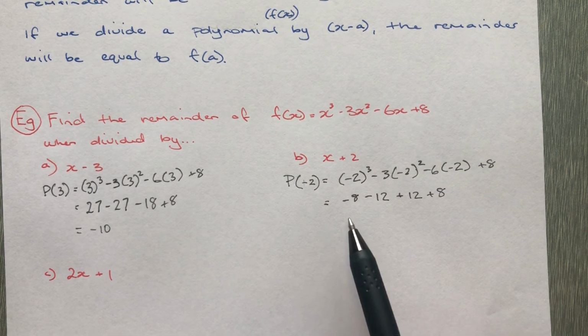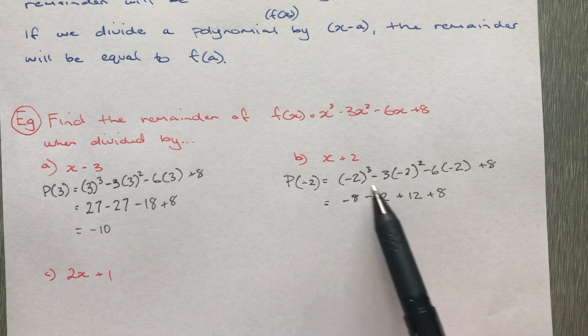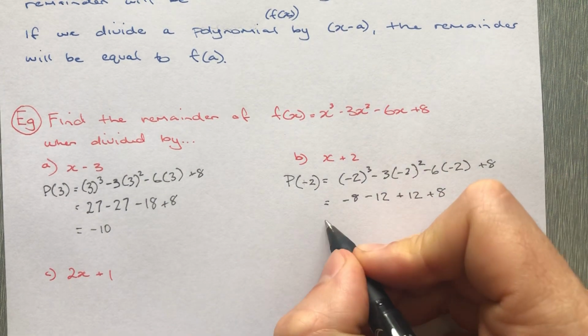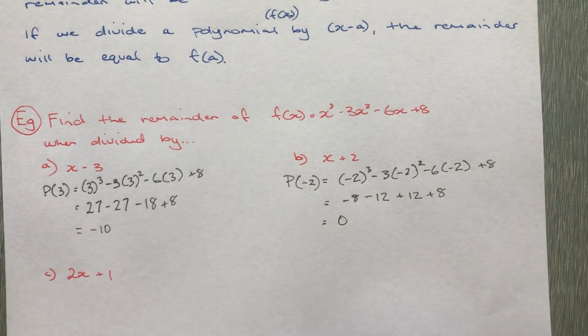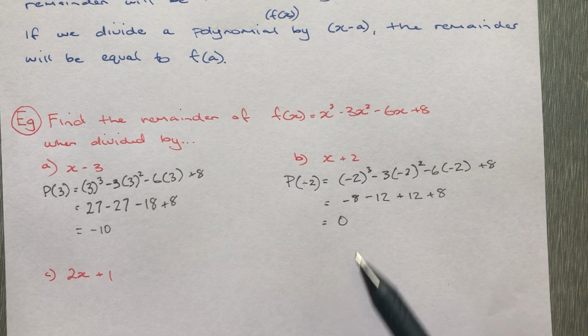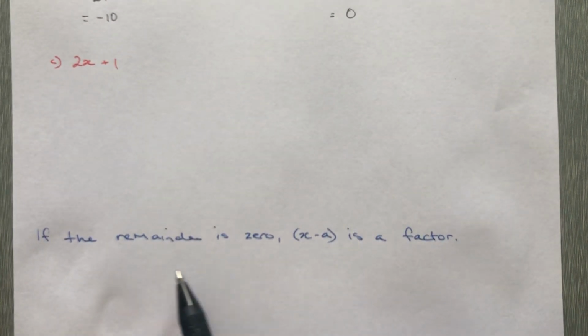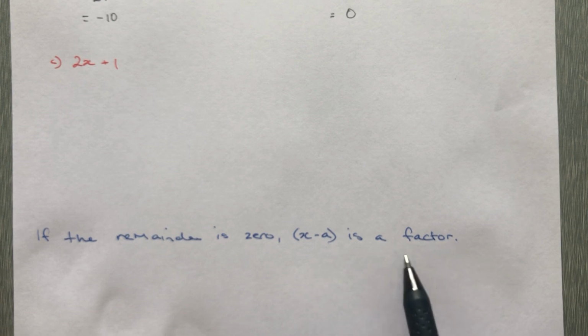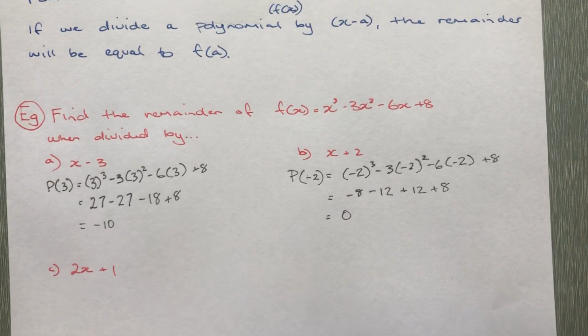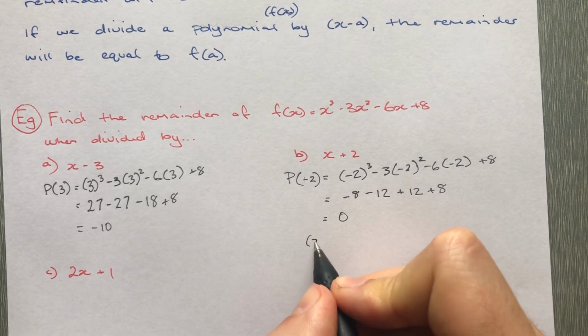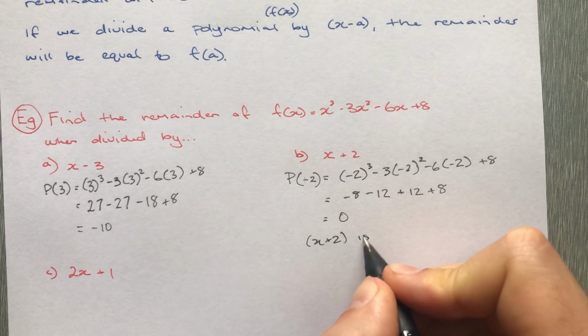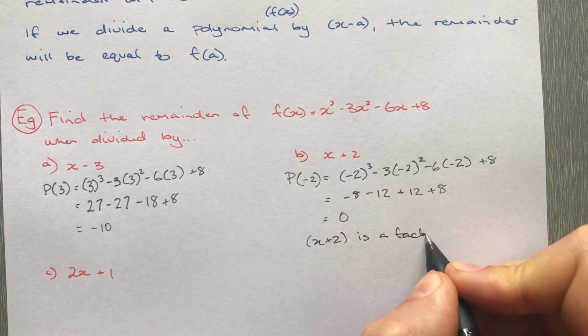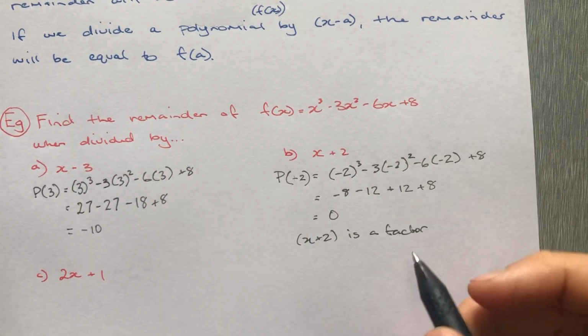Okay, so we've got minus 20 is that bit, plus 20, so we can see that our remainder is 0. Now hopefully remember from the other class when we did 6b, but also the do now, that if your remainder is 0, x minus a is a factor. So we could say that x plus 2 is a factor of f of x.